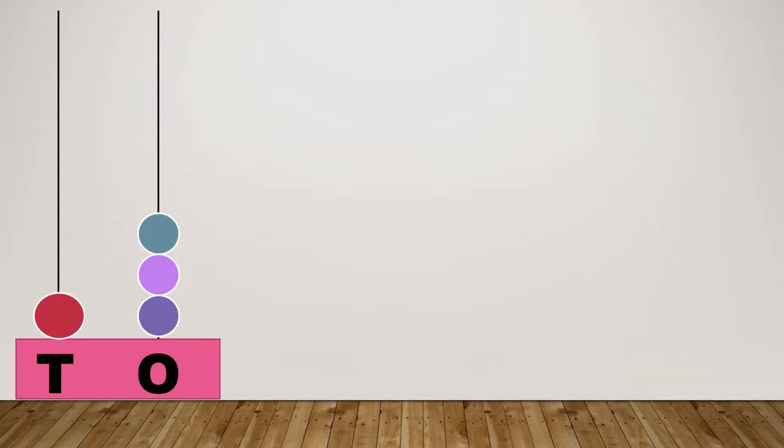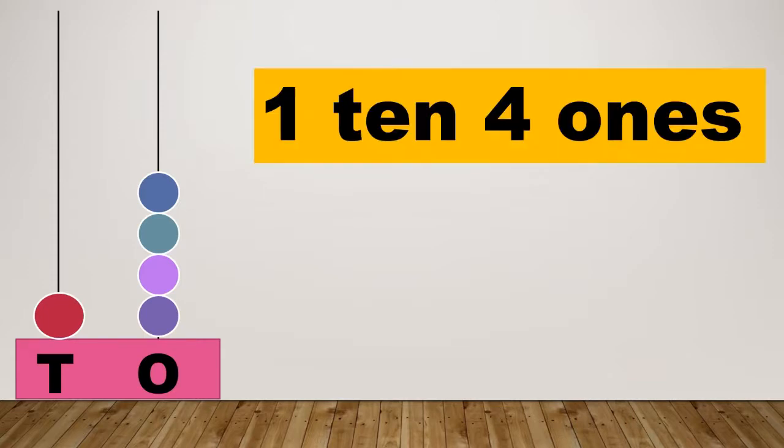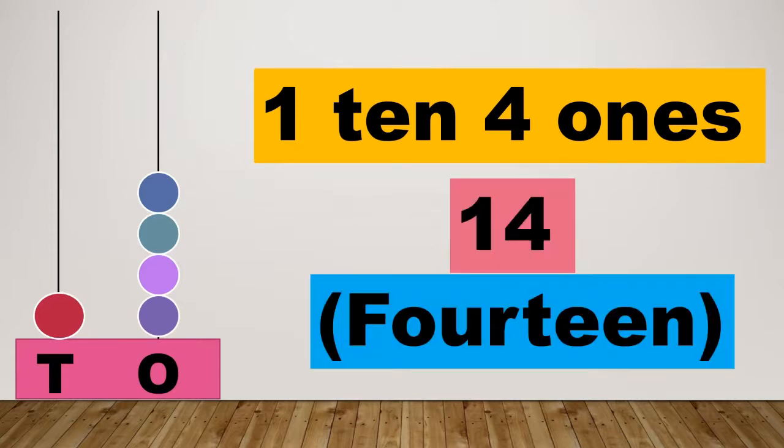Now I want to put one more bead in ones place. Already it has 3 beads and I put one more. So can you tell me how many beads altogether in ones place now? Right, 4 beads, and in tens place 1 bead. It means 1 ten, 4 ones. 1 ten, 4 ones makes 14. FOURTEEN, 14.